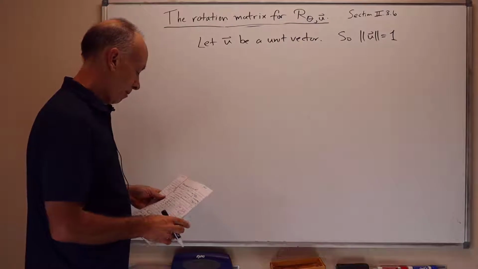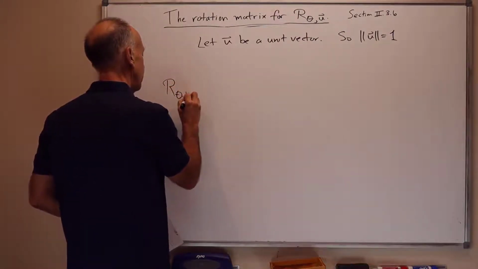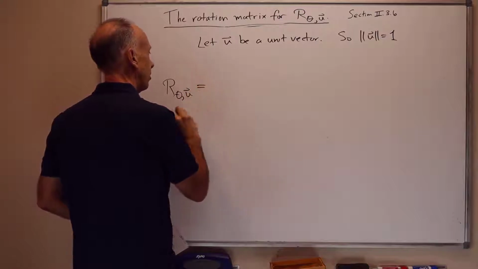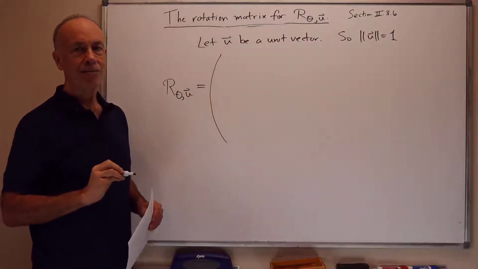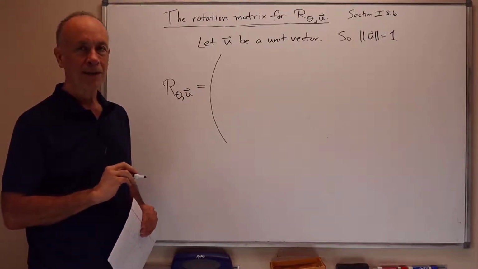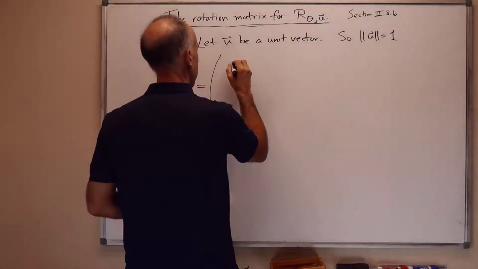So here's the formula for the rotation matrix. I'll write it loosely as R theta u. It's going to be given by the following 3x3 matrix. So it's a rather big matrix, so I'm going to shut up for a moment and just write on the board without saying anything, and you'll be able to see me go by in fast motion.